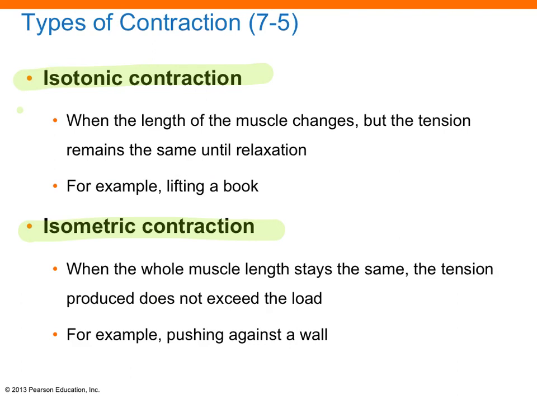There are types of contraction. Isotonic contraction is when there's movement involved. Force times distance over time, or force times velocity. Isotonic contractions happen when the length of the muscle changes but the tension remains the same until relaxation. For example, lifting a book. Isometric contraction is different. It's when the whole muscle length stays the same but tension is produced, but does not exceed the load. An example of that would be a plank or pushing against a wall.